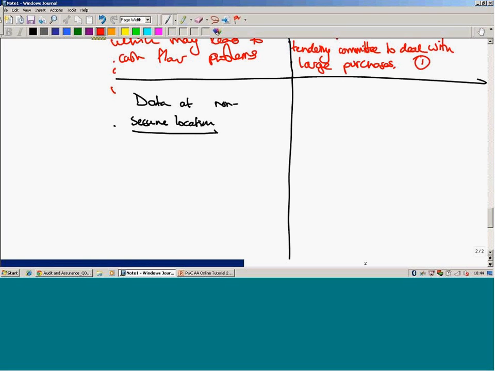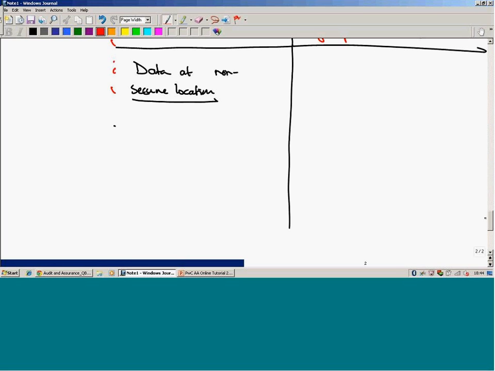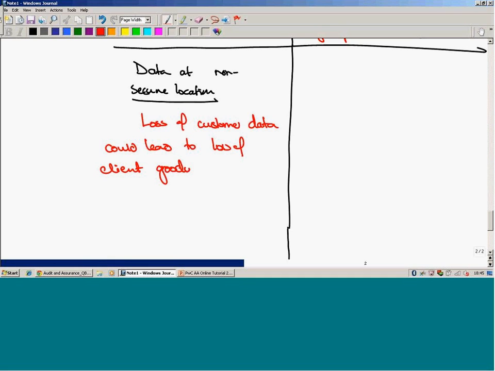Anyways, guys, what are the potential implications here? There's a fair few. I'm probably going to go for 2 implications for this one ultimately. So, potential implications to the business if data is stored at a non-secure site. Data theft can give you a bad reputation. Loss of customer data. Loss of client goodwill. Not very happy if you lose a load of client data. Customer goodwill.